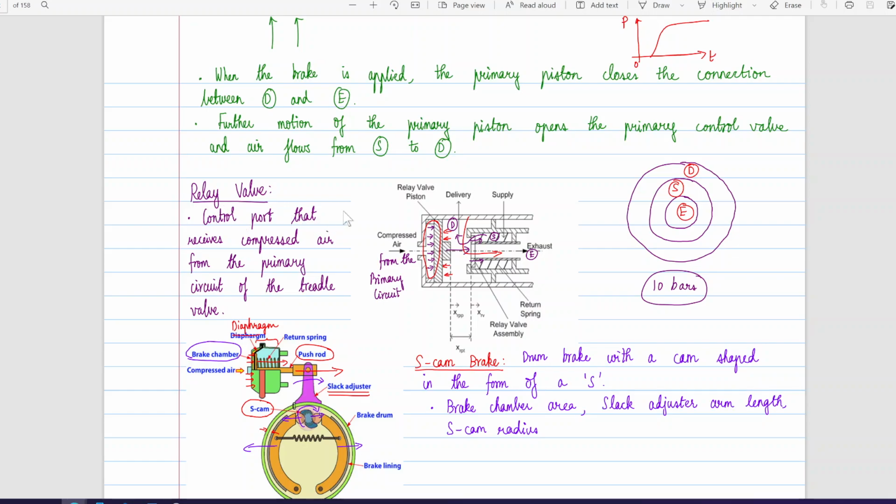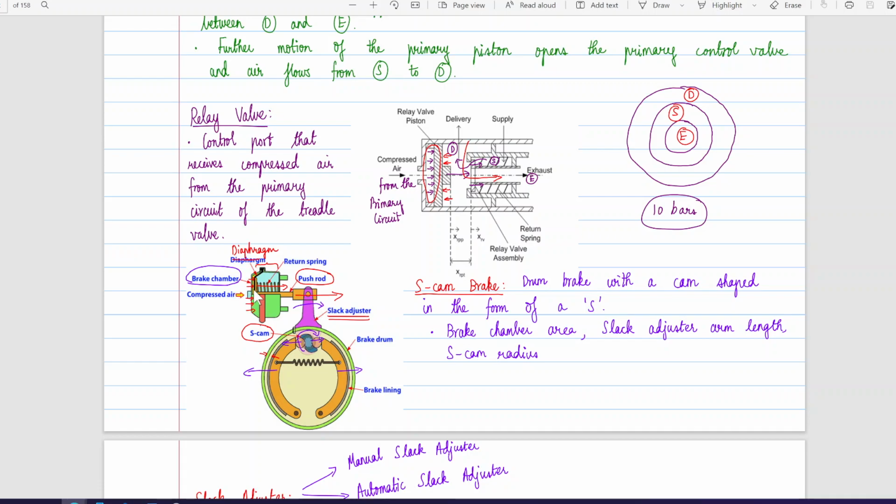Okay, so this is the control port that receives compressed air from the primary circuit of the treadle valve, and it opens up. It essentially relays the information from the driver, so that the compressed air can flow to the rear brake chambers at a faster rate.